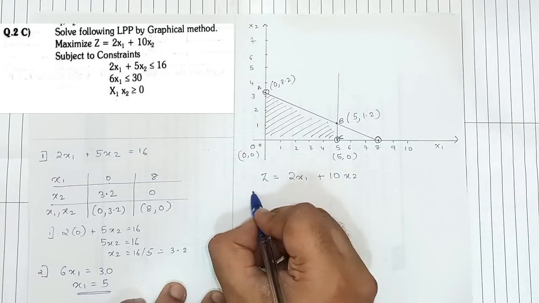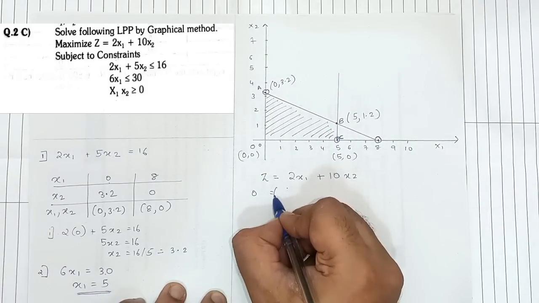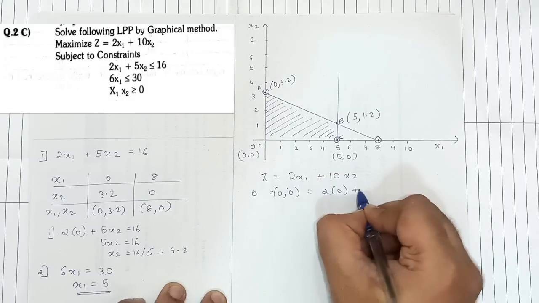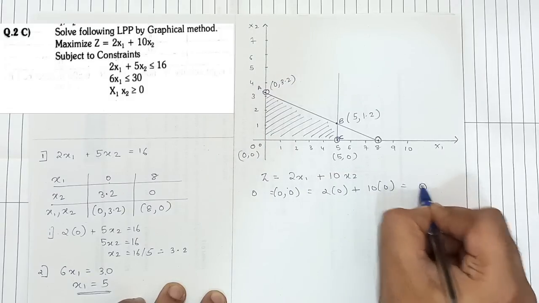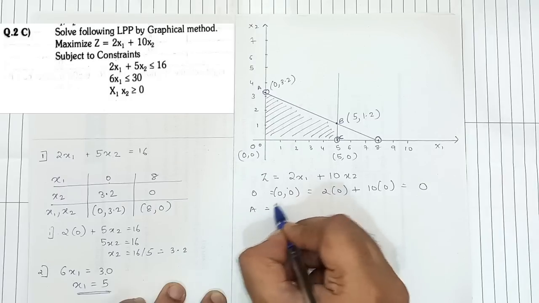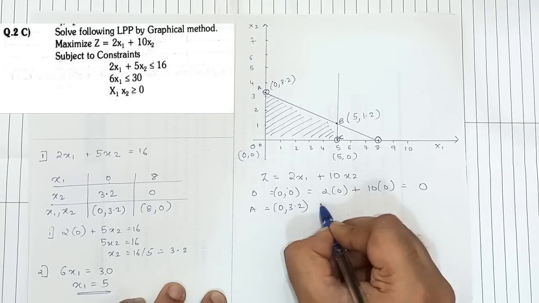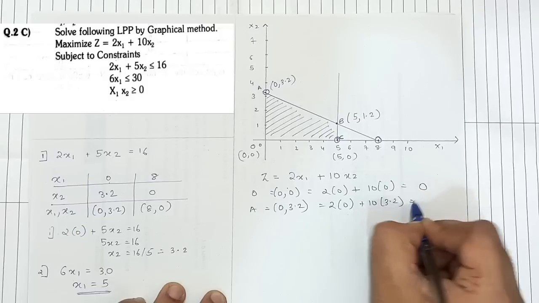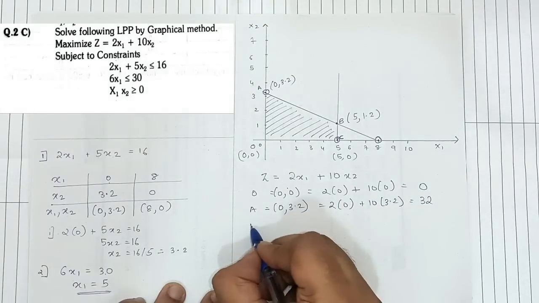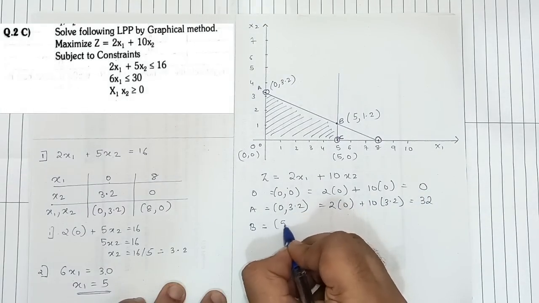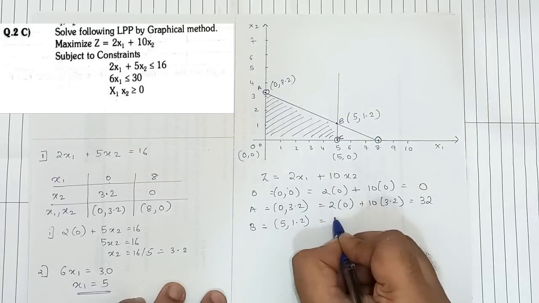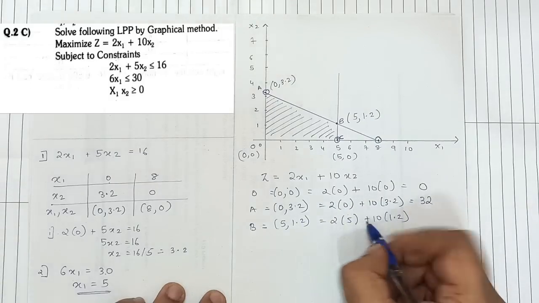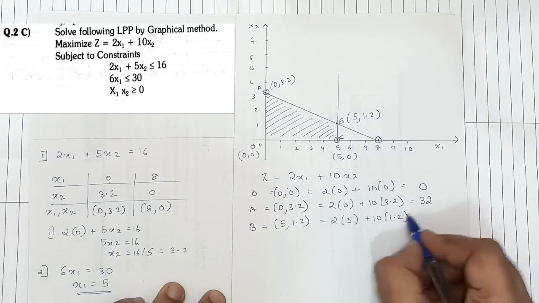Now the first coordinate is 0 comma 0. So 2 into 0 plus 10 into 0, the value is 0. For A, the coordinate was 0 comma 3.2. So 2 into 0 plus 10 into 3.2, that is 32. B's value is 5 comma 1.2. So 2 into 5 plus 10 into 1.2. 2 fives are 10, 10 into 1.2 is 12, 10 plus 12 is 22.